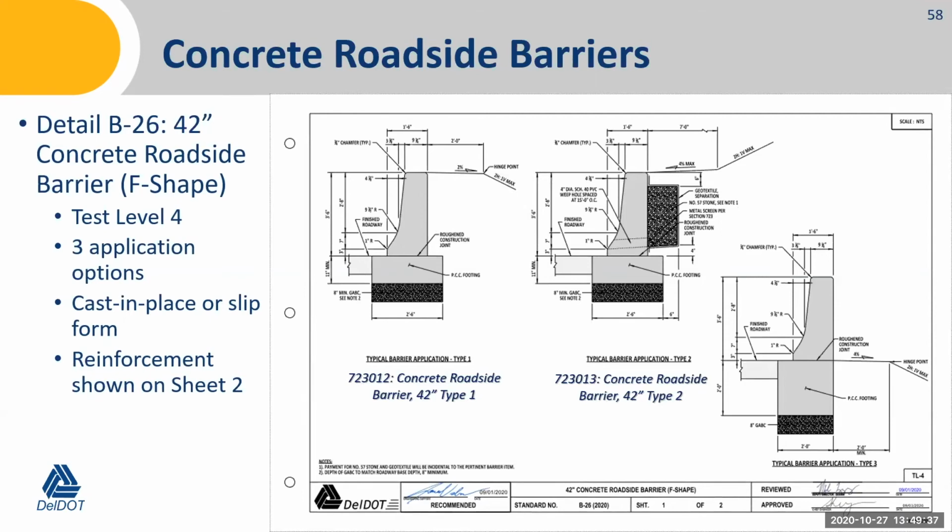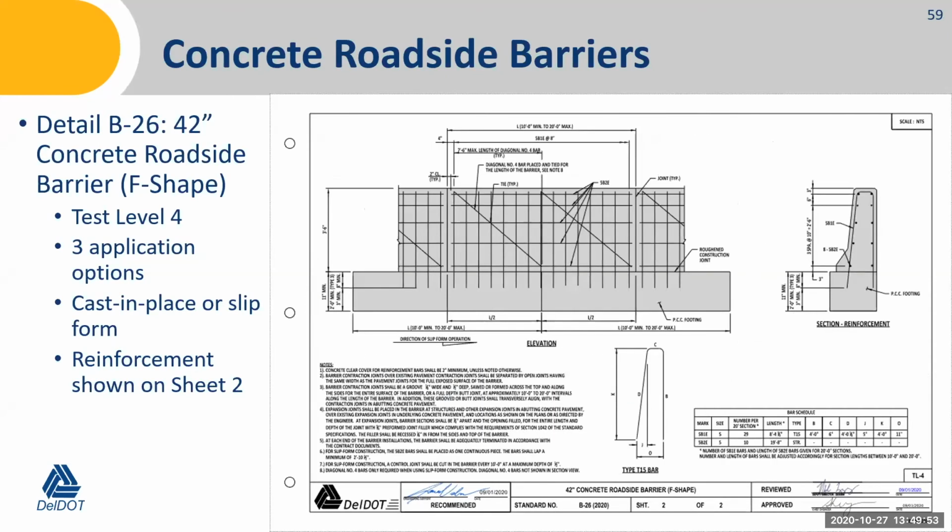Similar detail, this is the B26 42-inch concrete roadside barrier. Again, it's a test level 4 design. Similar application options, can be cast in place or slip formed. And again, the reinforcement is shown on sheet 2. The main difference here is really the barrier height in this situation and the rebar placement.